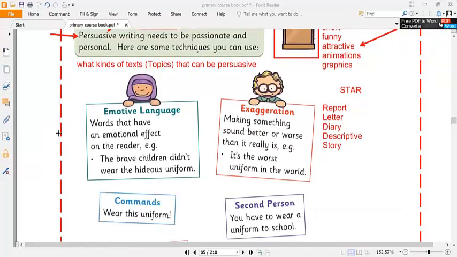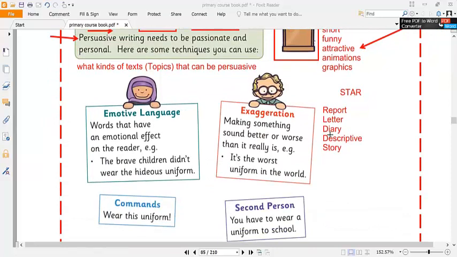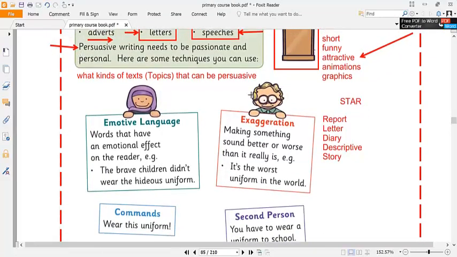Thank you, Muhammad. Good job. Excellent, Muhammad. Yes, like that, focused and paying attention with me, Muhammad. He means here are some techniques.